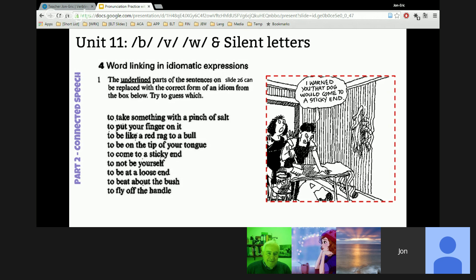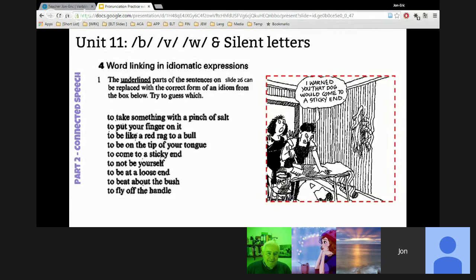Well, hang on a second. Sticky end. Sticky could mean difficult, like this is a sticky problem. It's a difficult problem, or it's uncomfortable, or it's not nice. So a sticky end means that it's going to end up in a difficult way. Okay? But, Antonio, what happened to the dog in the picture?